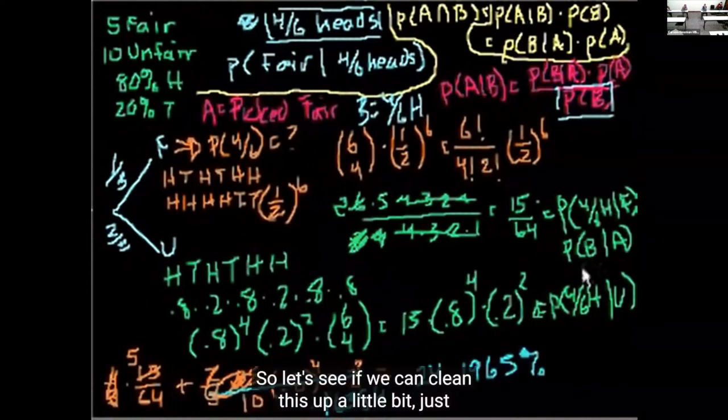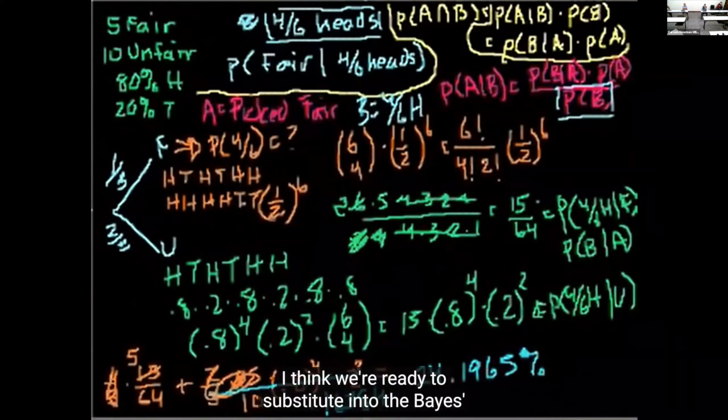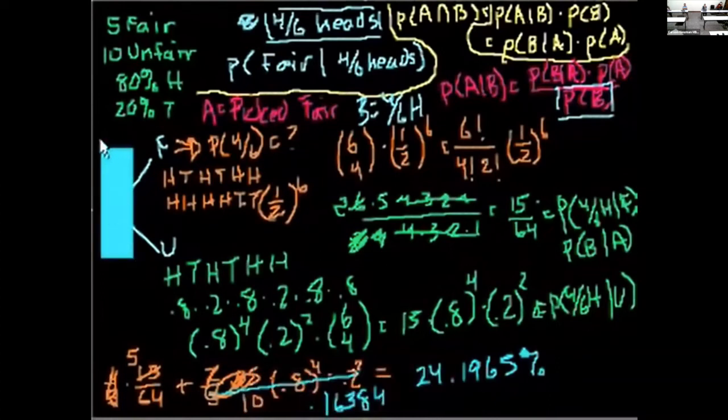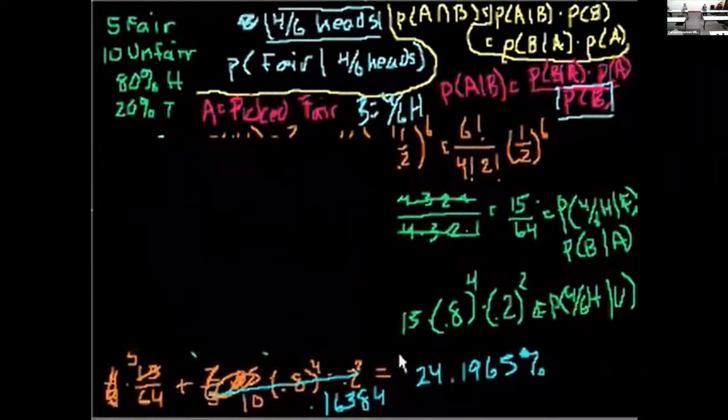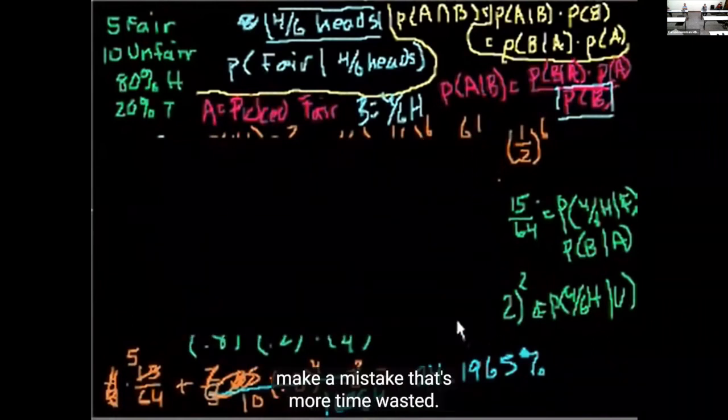So let's see if we can clean this up a little bit, just because I don't think we need all of this writing now. I think we're ready to substitute it into our Bayes formula, Bayes theorem that we re-derived. Writing longer videos is dangerous because if I make a mistake, that's more time wasted.